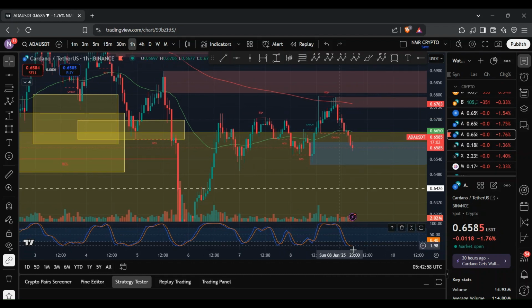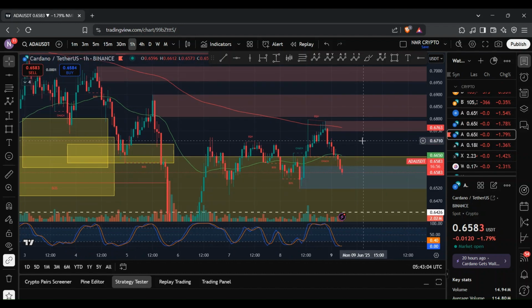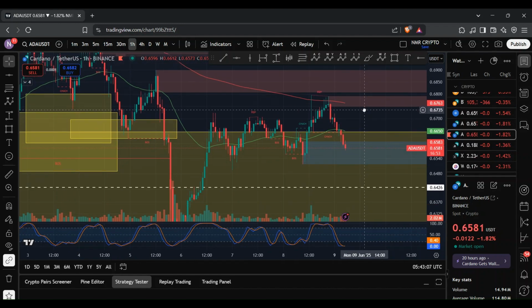And with that being said, we are within oversold conditions on the stochastic RSI, and so we could see a reversal if the bulls regain control of the market and drive the price of ADA up towards higher highs.